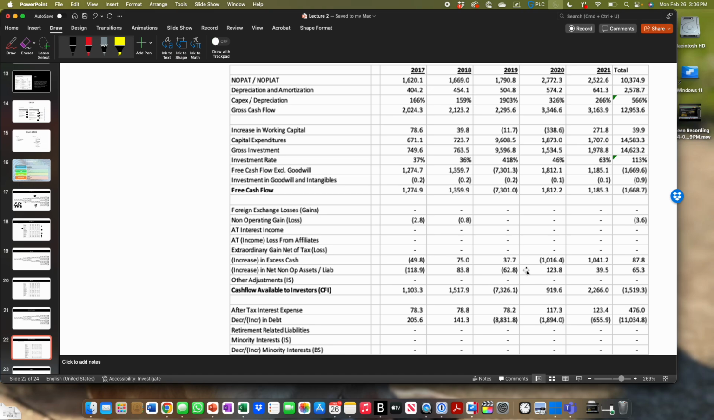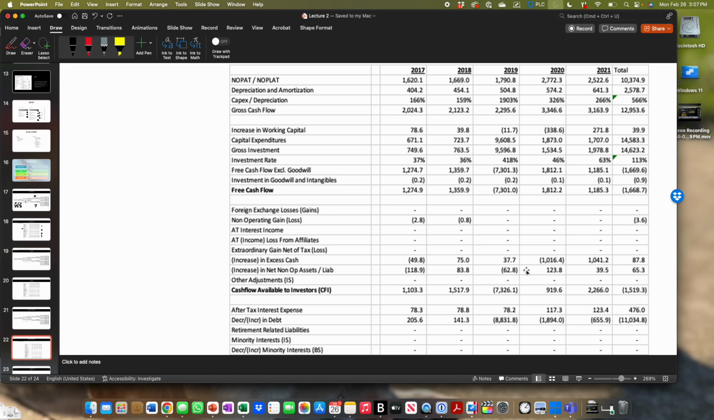By the way, which year was the biggest amount of reinvestment? 2019. Yeah. Why that year? Back to outliers. Here's a big outlier. What happened in 2019 that caused them to spend that much money on CapEx? That's something we could research, because that was pre-pandemic.